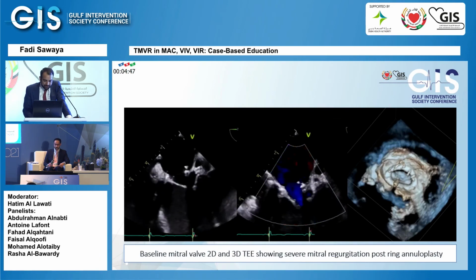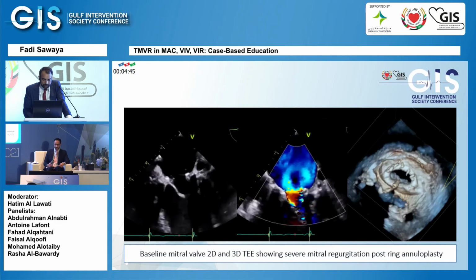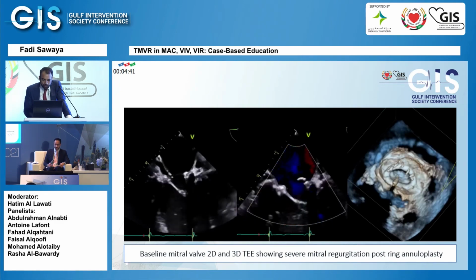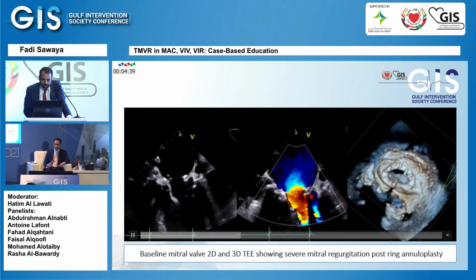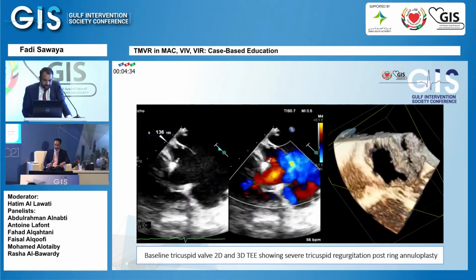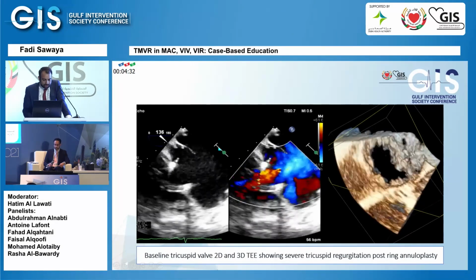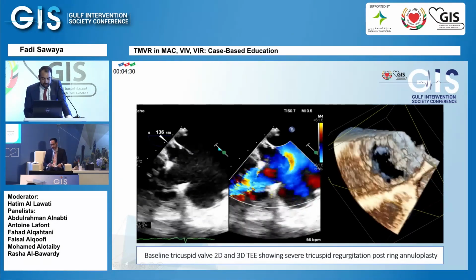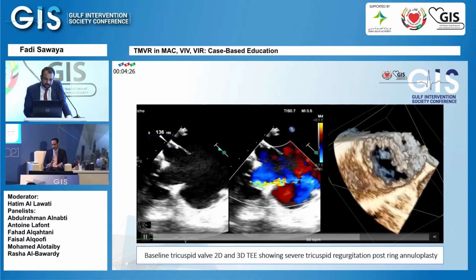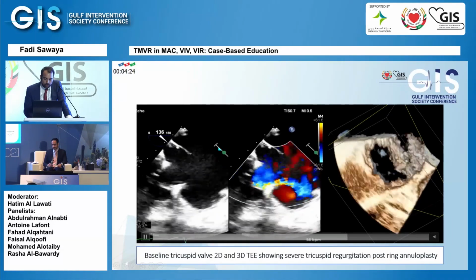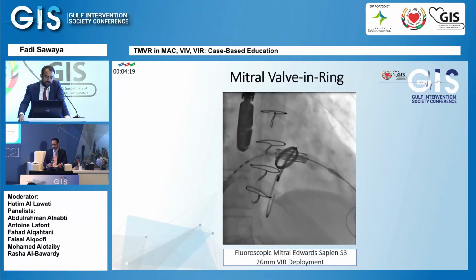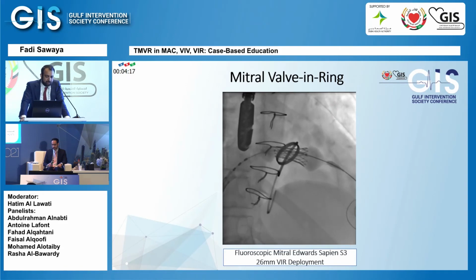You can see severe central mitral regurgitation. And on the 3D TEE on the right side, you can see the complete ring of the mitral valve. This is the mitral, and this is the tricuspid. You can see also severe, torrential, central tricuspid regurgitation. If you can appreciate on the septal side of the tricuspid, you can see no ring on the 3D TEE.